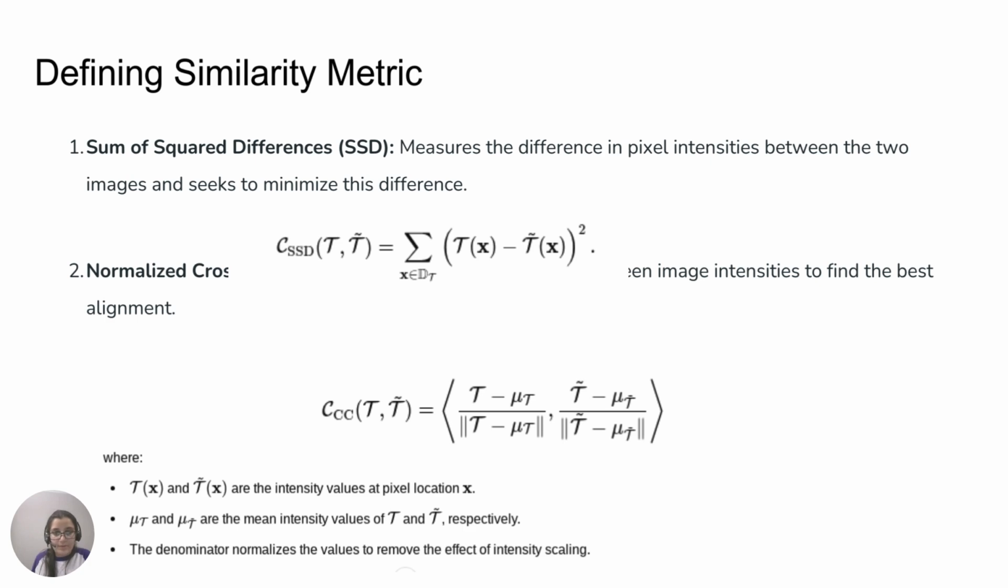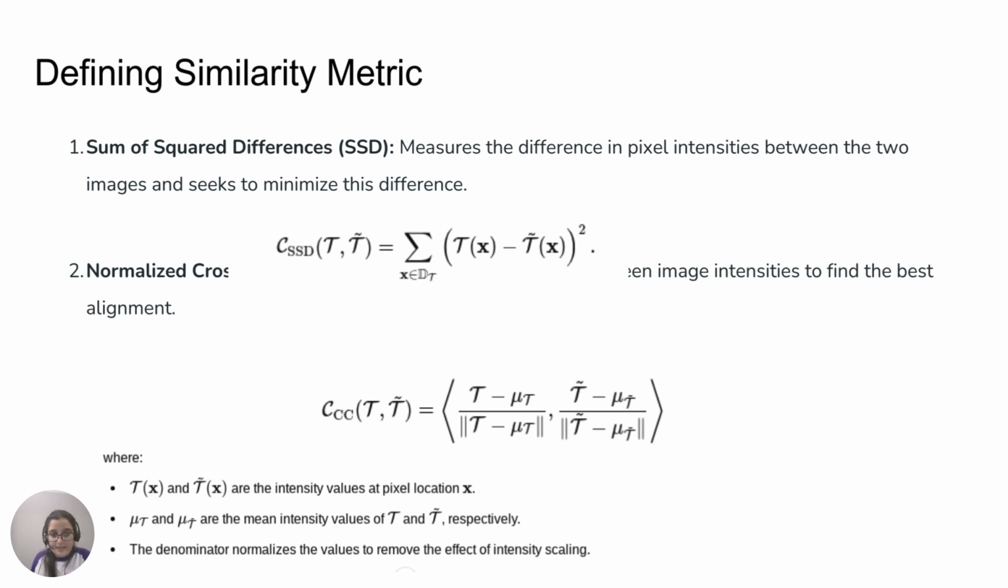So, to solve this problem, we have another technique, normalized cross correlation. It is a widely used similarity measure in image registration. Unlike the SSD, it is robust to intensity changes like brightness and contrast variations. It measures how similar two images are but is invariant to linear intensity changes. Better alignment is indicated by higher values. It is useful in multimodal registration because it normalizes the intensities.